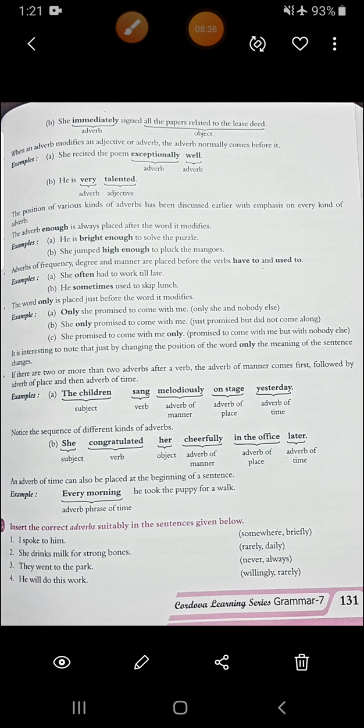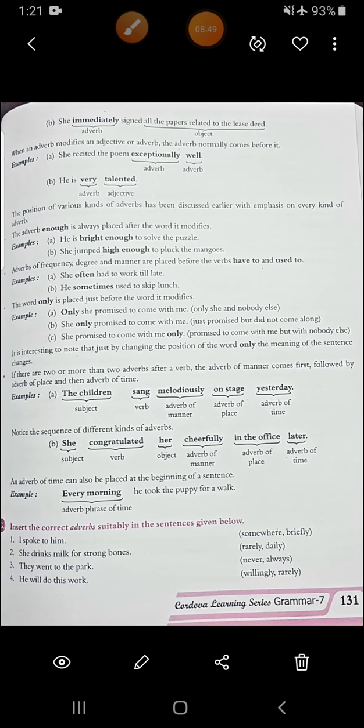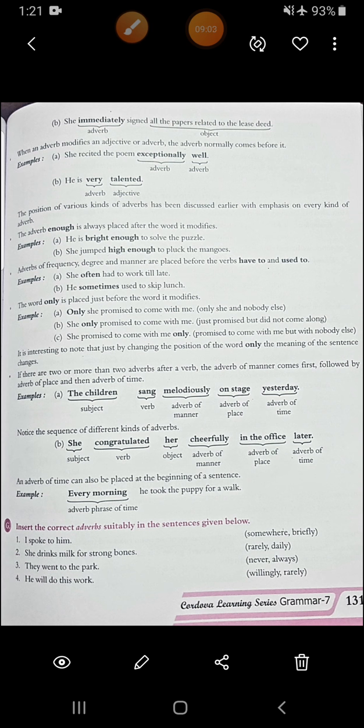Then if there are two or more than two adverbs after a verb, the adverb of manner comes first, followed by the adverb of place and then the adverb of time. So remember, if they are in this way, then we are going to keep the adverb of manner first, then place, then time. See the example, the children sang melodiously on stage yesterday. So this is the verb. Then after that we have kept the adverb of manner first, then place and then time. Notice the sequence of different kinds of adverbs. Subject, verb, object, adverb of manner, adverb of place, adverb of time. This is the format with which we are going to place them. Alright.